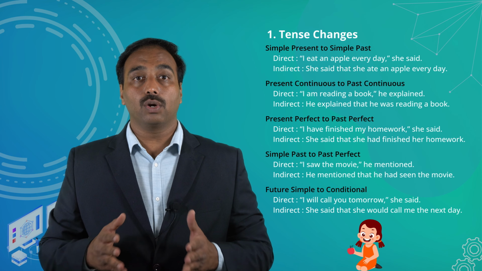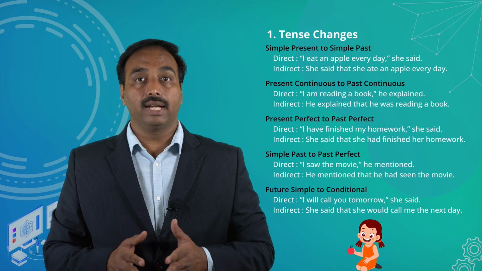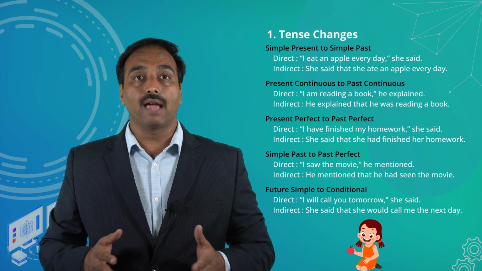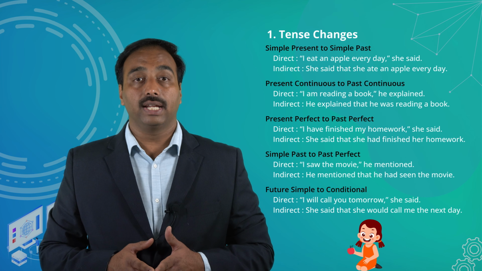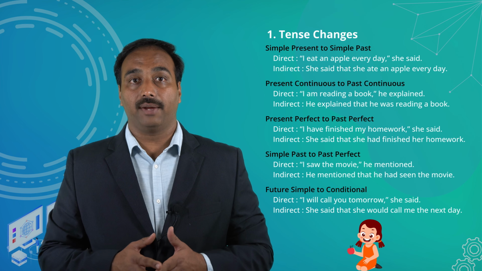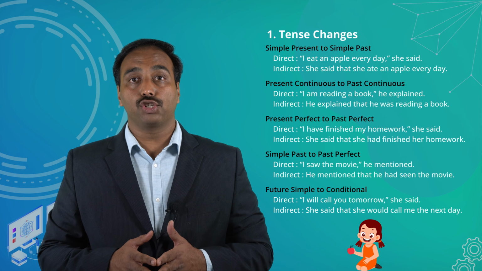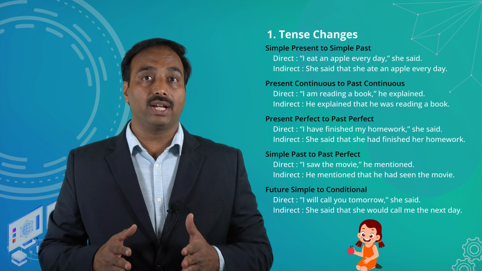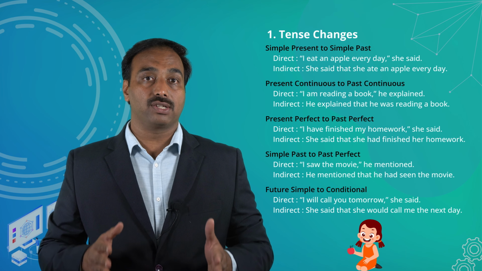Future simple to conditional. In direct speech, the sentence is, "I will call you tomorrow," she said. In indirect speech, she said that she would call me the next day. These transformations ensure that the reported speech accurately reflects the original statement's timing.